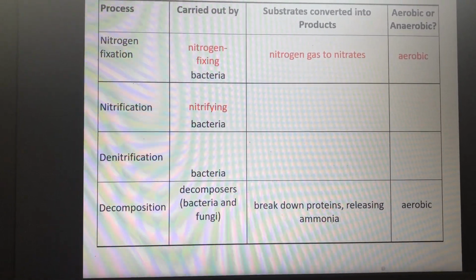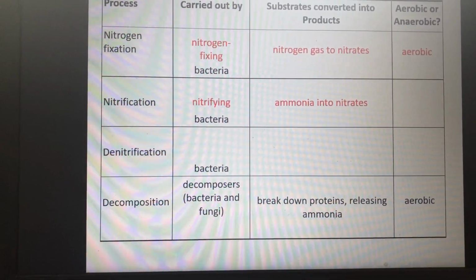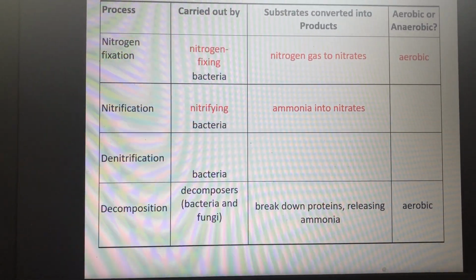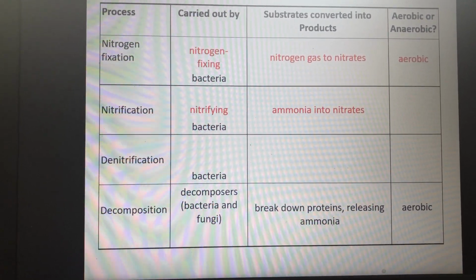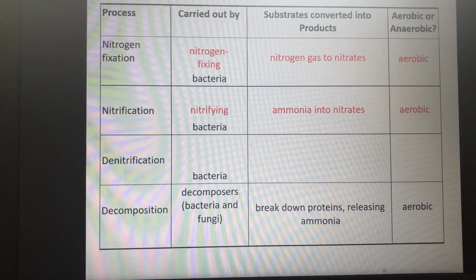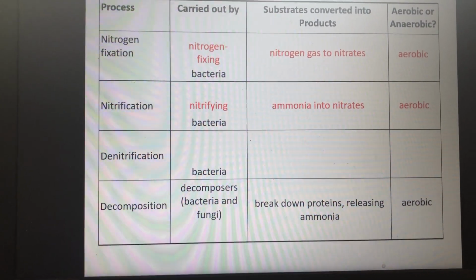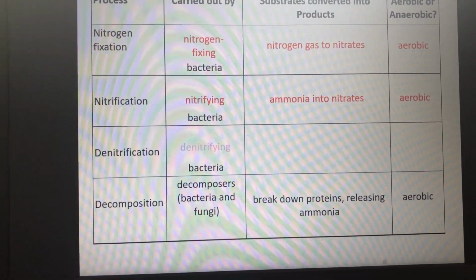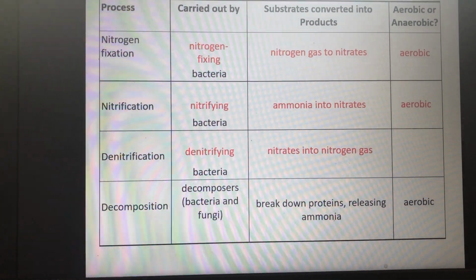Nitrification is the one where ammonia is converted into nitrates. So the ammonia from sort of waste products and so on, converted into nitrates, and again that's going to need oxygen. Denitrification is the process that farmers don't want to happen, because denitrifying bacteria convert nitrates into nitrogen gas.